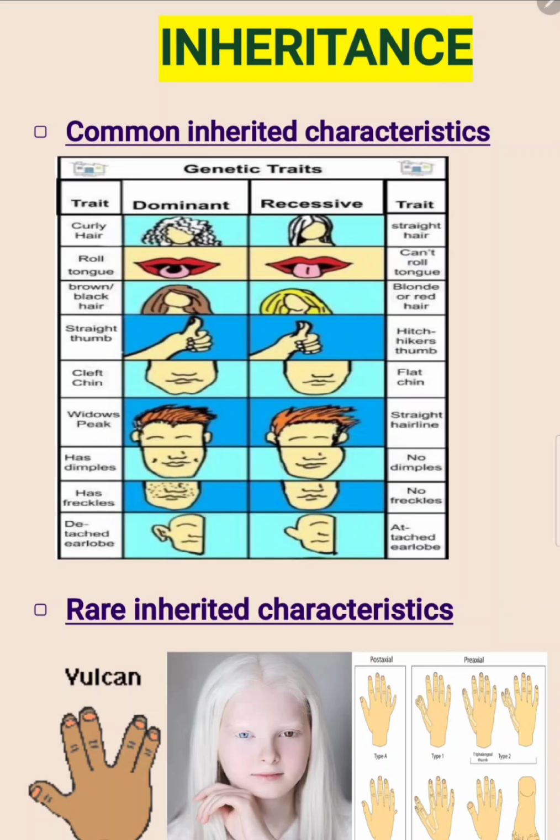Skin color, curly and straight hair, fused or free earlobes, ability to fold the tongue, position of the thumb when the fingers are crossed, dimples and normal cheeks, straight and curved thumb, widow's peak on the forehead. Those are some examples of common inherited characteristics. Some of them can be seen in this figure as well.